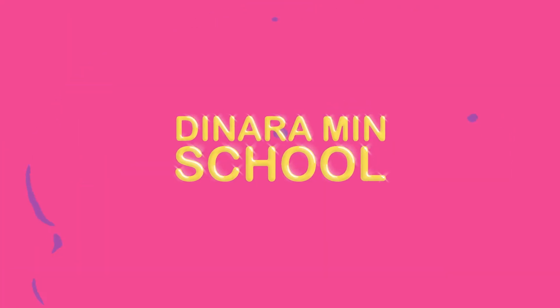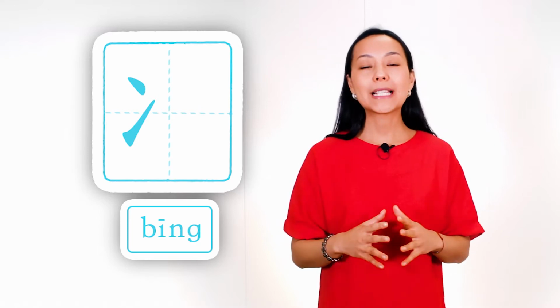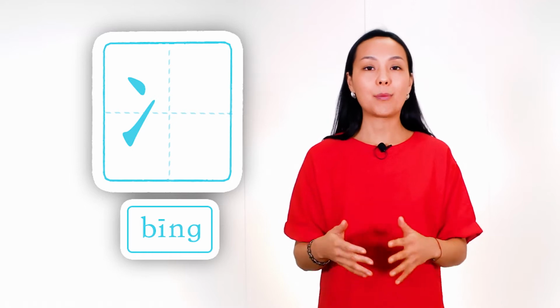Hi guys! Today we're studying radical ice. 冰. This radical has only one form and you will always see it in characters. You will never use it as a separate word. Now let's see how we draw it.